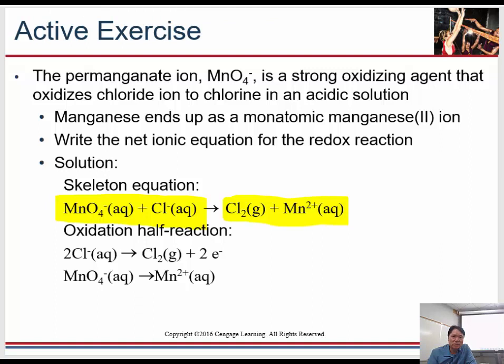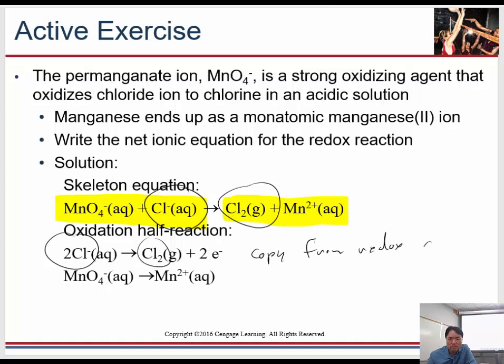And so what we do is we divide it into two skeleton half reactions. The two skeleton half reactions: chloride goes to chlorine. Well, that's on the redox chart. And so we could just copy from the redox chart. That is, 2 chlorides goes to chlorine plus 2 electrons.